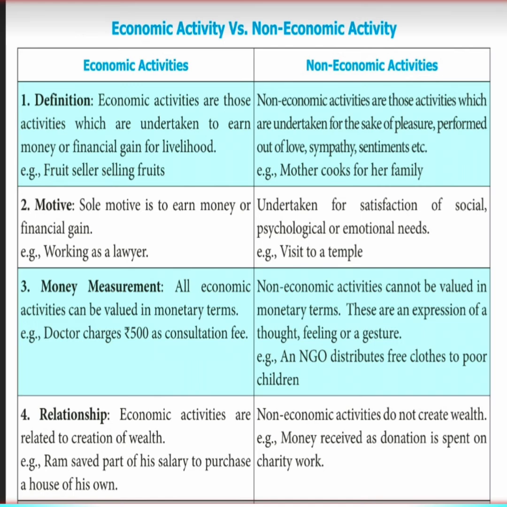Example, working as a lawyer. The lawyer will get an income, salary, and also he will get a certain amount from the client for whom he is attending the case in the court. Next, under non-economic activities, what is the main objective? It is only for the satisfaction of society, psychological needs or emotional needs.